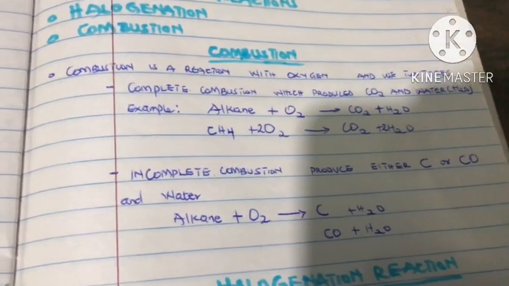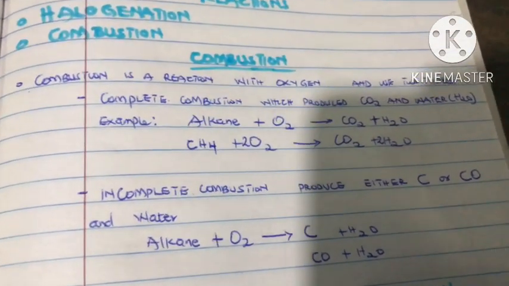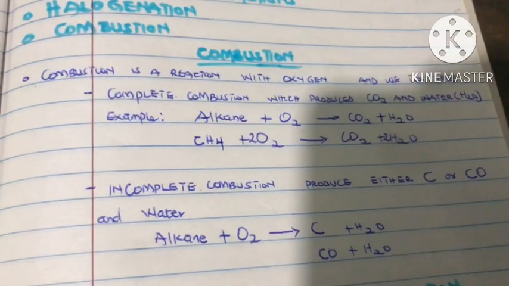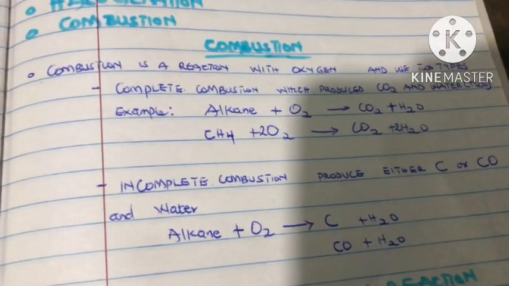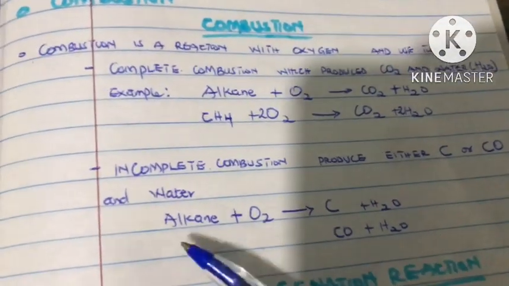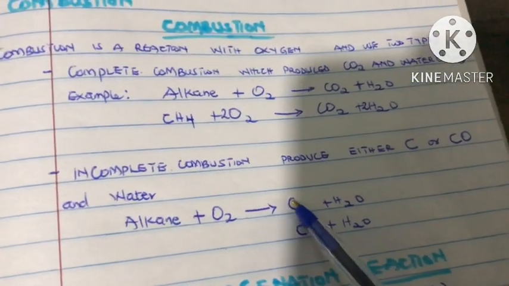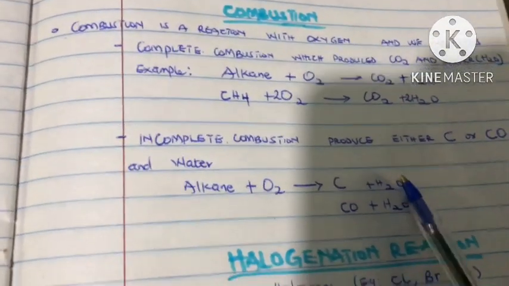Let's look at incomplete combustion. For incomplete combustion, there is the production of either carbon or carbon monoxide, plus water. The carbon or carbon monoxide will depend on your choice. You will be the one to choose. So the alkane plus oxygen, you get carbon and water, or carbon monoxide and water. This is for incomplete combustion.